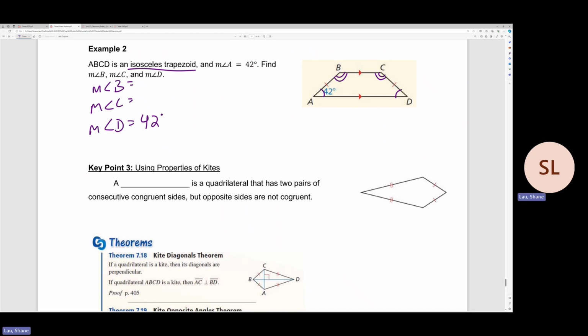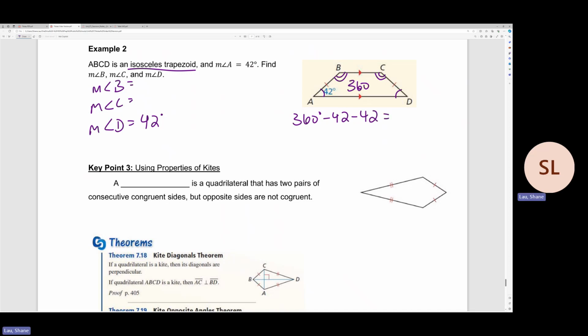Then the next thing here is, well, I know that this is a quadrilateral. It has the interior angle sum of 360 degrees. And I'm gonna just figure out what those other angles are. I already know B and C are congruent to each other, so whatever I get out of this, I'm just gonna split in half. So I know 360 degrees lives inside of this trapezoid. I know 42 and I know 42. Let's subtract that.